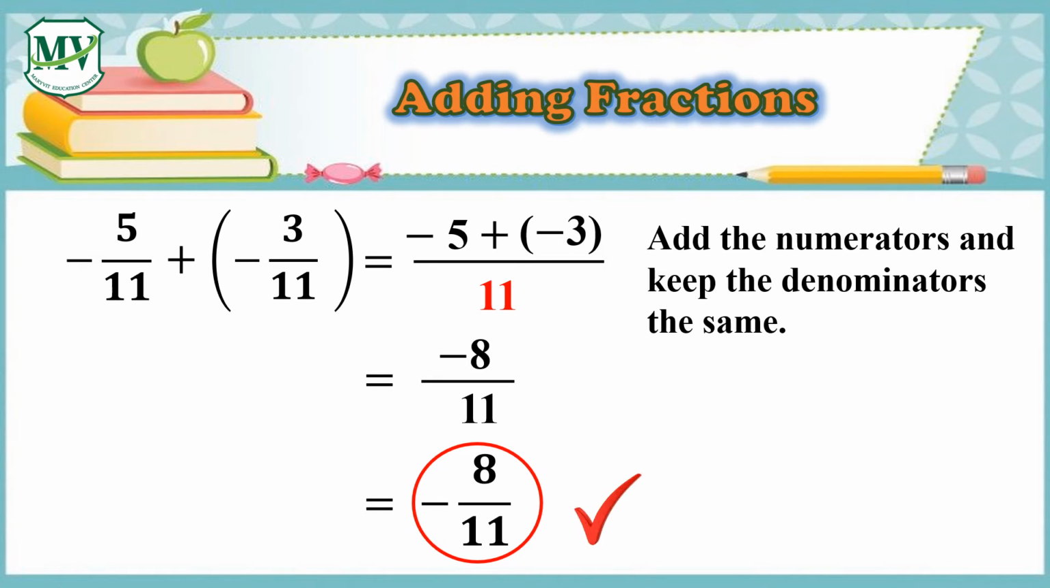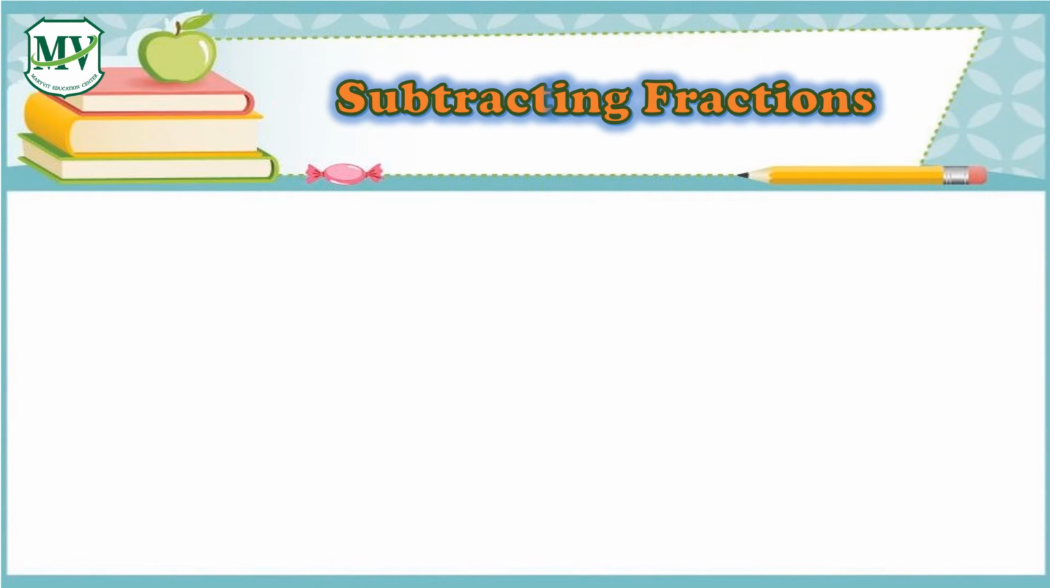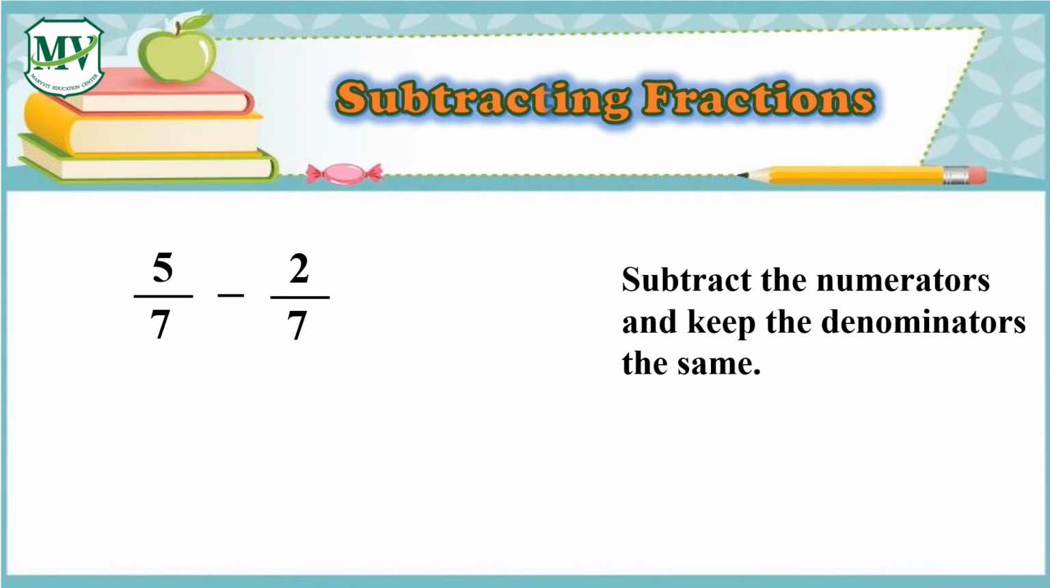Next, this time, how to subtract fractions. Let's take this, for example. We have 5 over 7 minus 2 over 7. Subtracting fractions works the same way. Notice that these fractions have the same denominator, and that is 7. To subtract these fractions, just subtract the numerators and keep the denominators the same.